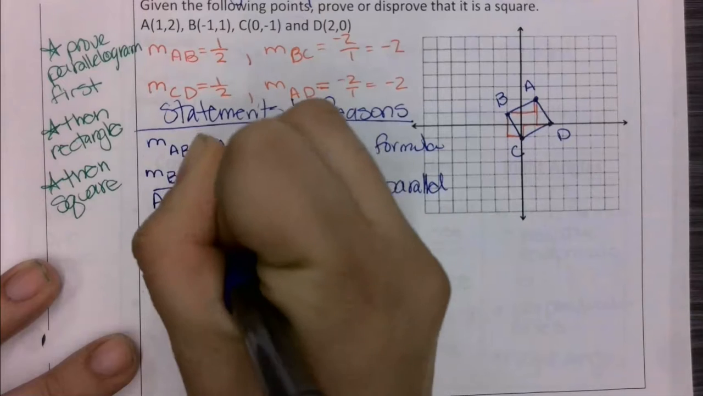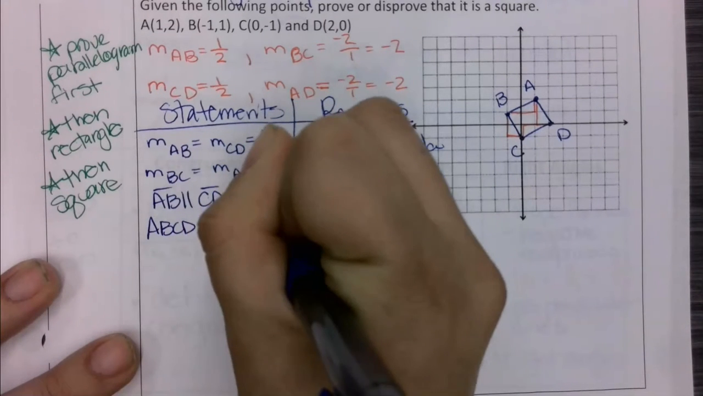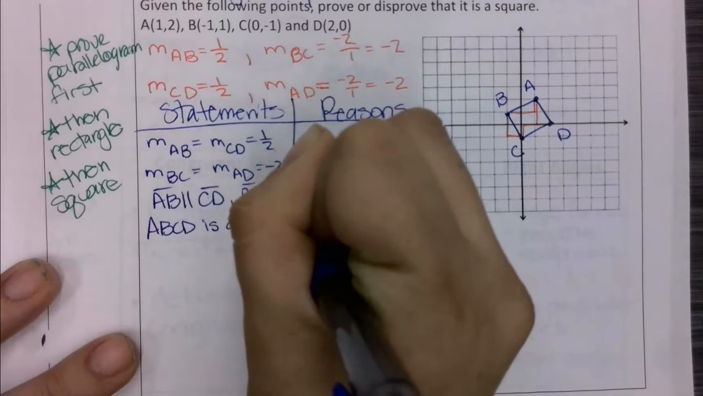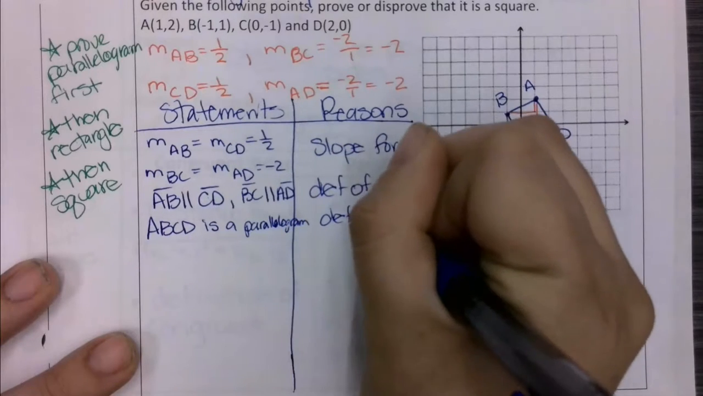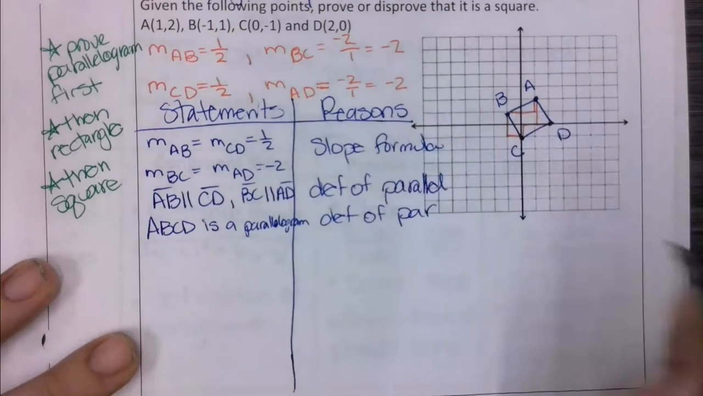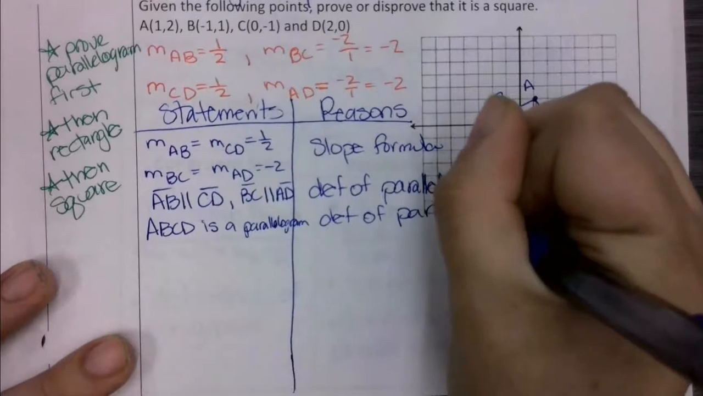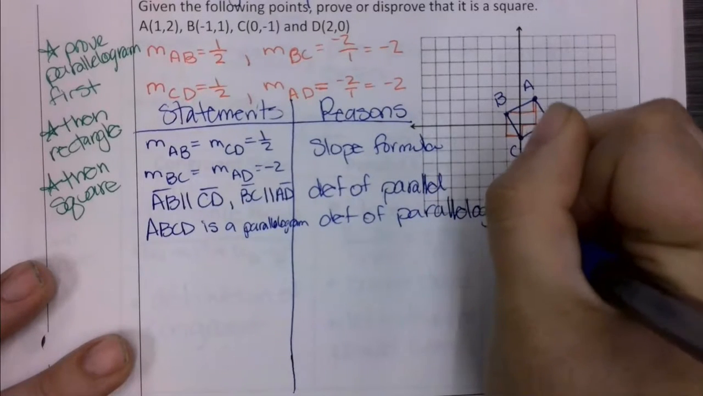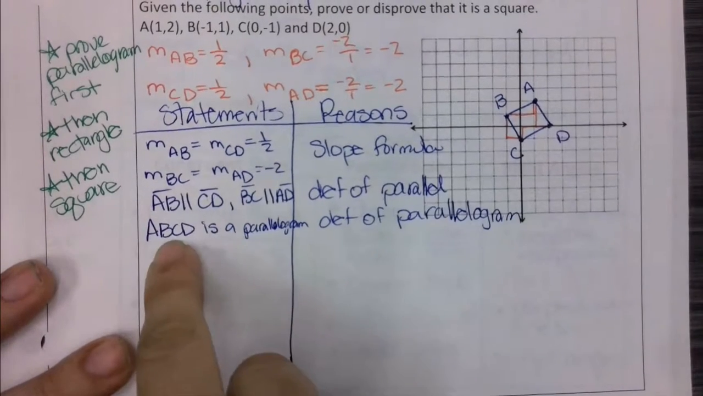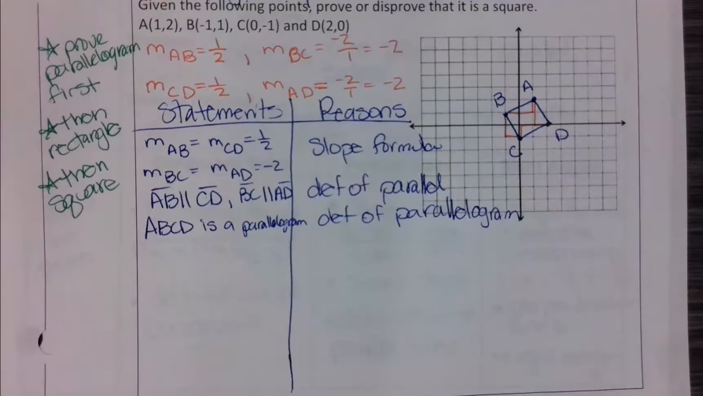ABCD is a parallelogram. Definition of a parallelogram. It's a parallelogram because it has two sets of parallel sides. Okay, so I've proven it's a parallelogram. Then my next step was to prove it's a rectangle. So what do I need to do to say it's a rectangle?